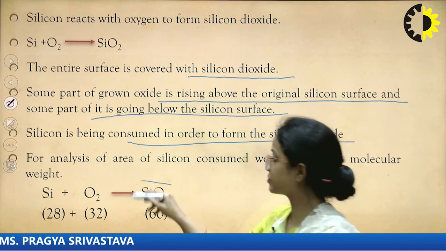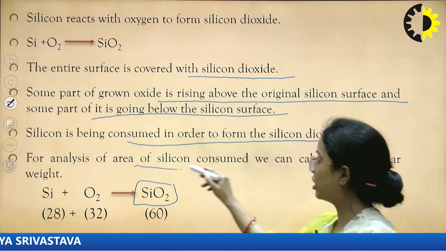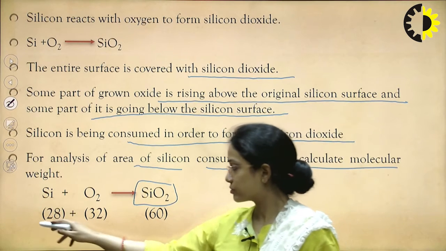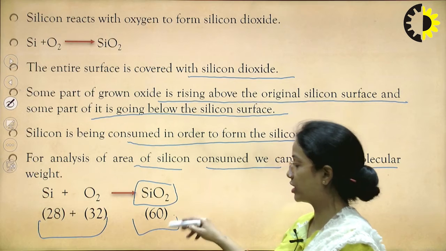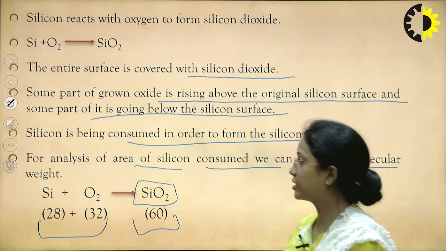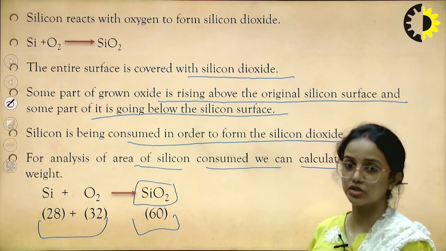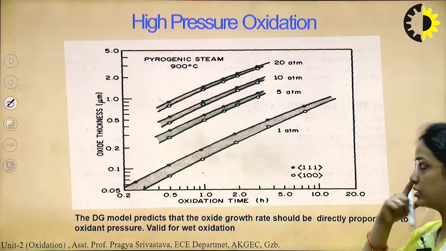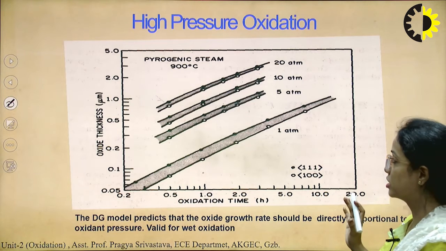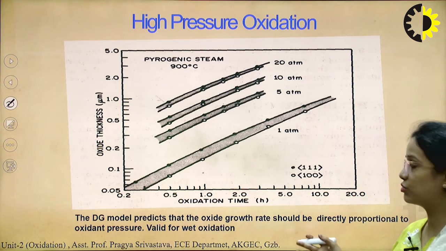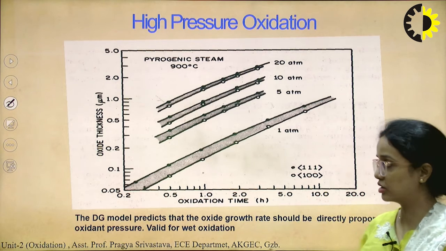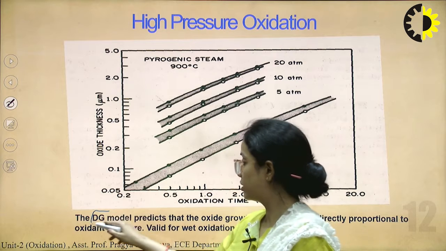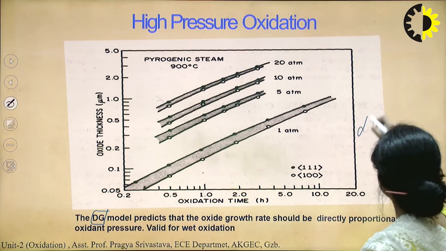So for analysis of the area of silicon consumed, we can calculate the molecular weight, and we can analyze the area of silicon which is consumed. Now here is a comparative analysis of the oxidation process under different pressure conditions. So it is the Deal and Grove model.